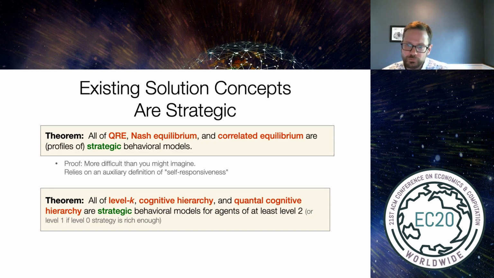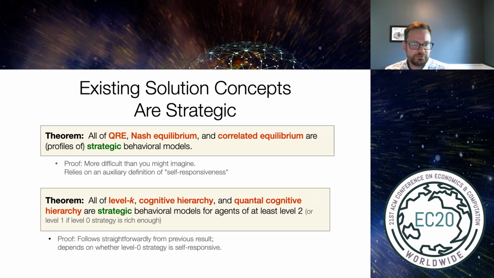What's going on with the level 1 agents is going to depend on how rich the level 0 strategy is, right? If the level 0 strategies are behaving in a completely crazy way, then I actually don't need to think about their payoffs at all to figure out how they're going to work. So think about the uniform randomization case, for instance. I don't need to know what their payoffs even are. The proof of the second one follows pretty straightforwardly from the first one.